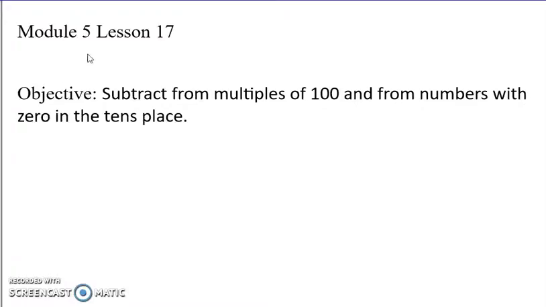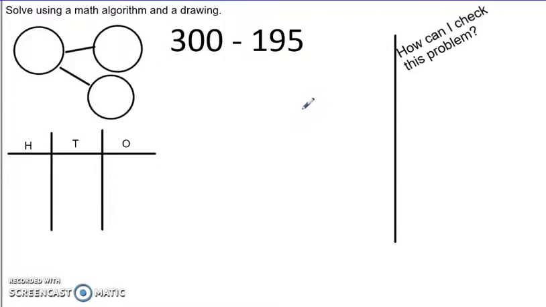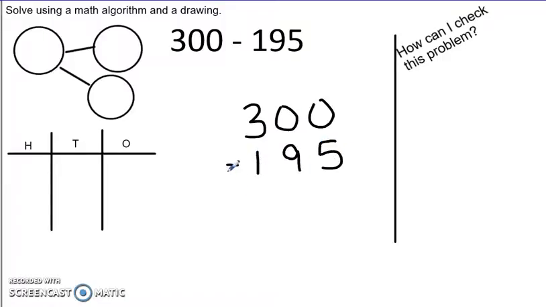Okay, today we're going to do Module 5, Lesson 17, and our objective is to subtract from multiples of 100 and from numbers with a 0 in the tens place. So our first problem is 300 minus 195. I'm going to write the problem vertically, lining up my ones, my tens, and my hundreds. Place my minus sign and my equal sign.